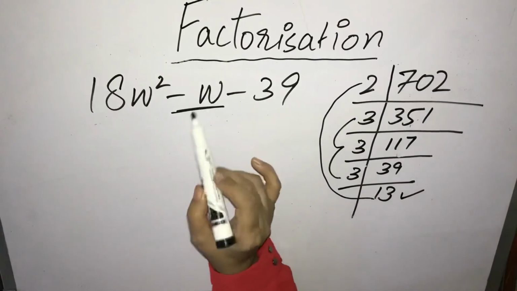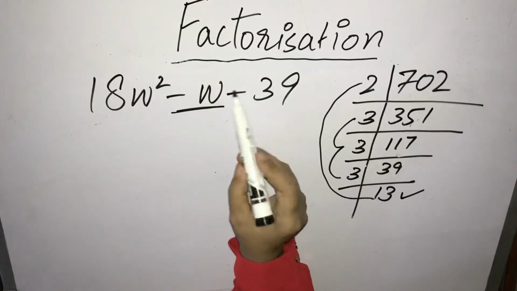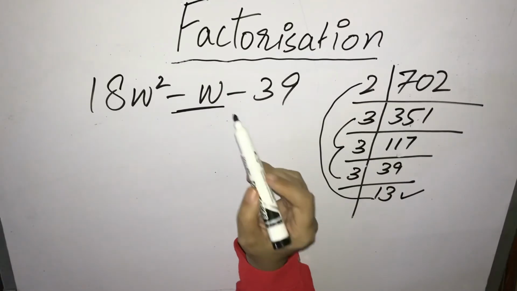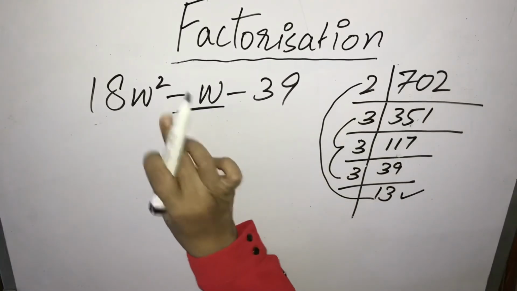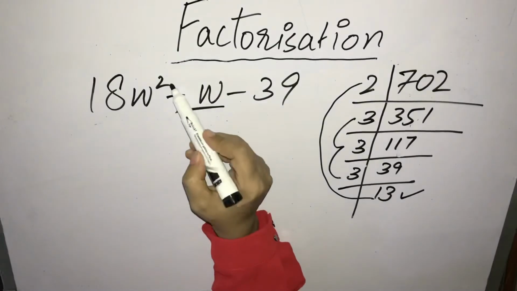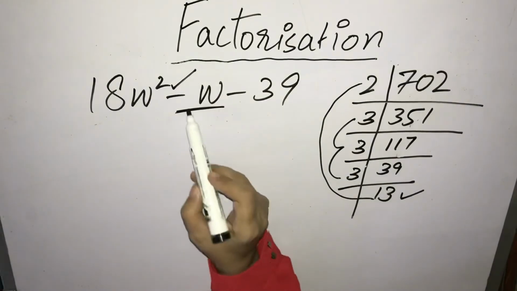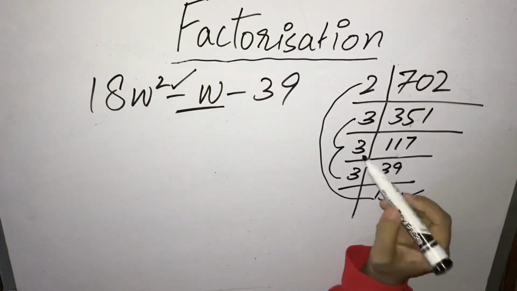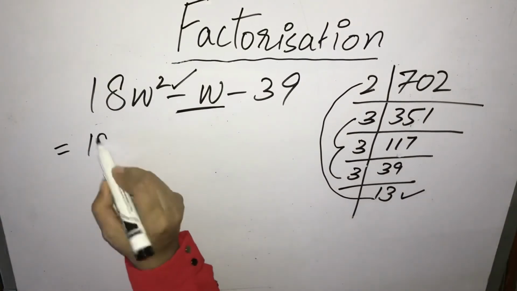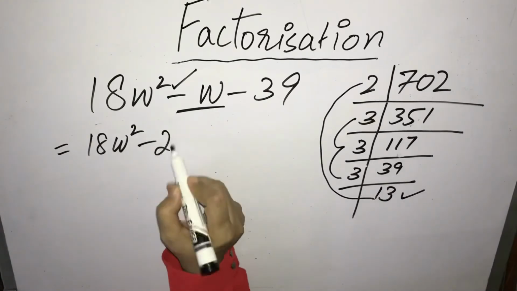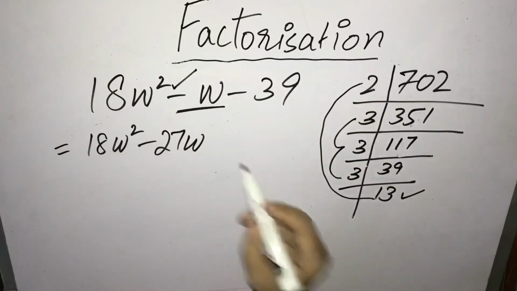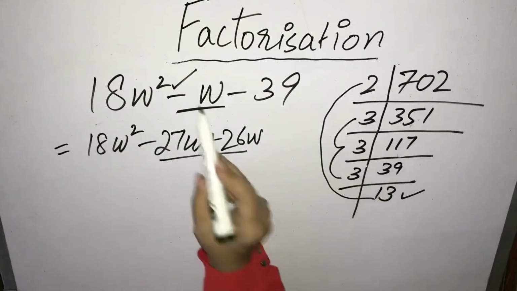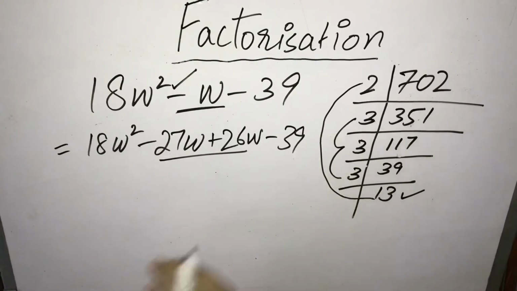This sign shows that both factors are going to be subtracted. If we have to subtract them, we are going to put the first factor negative, and the difference between the two factors is 1. So if I take 27 from these 3, 27w, 13 2s are 26. You can see that there is a gap of 1, negative 1, and then we have 39.